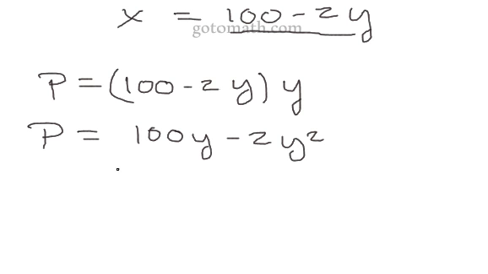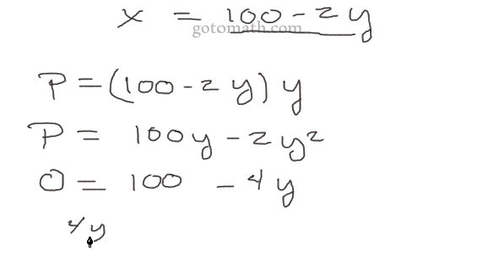Alright, and now go ahead and take the derivative, so we end up with 100 minus, take the 2 out front, 2 times 2 is 4y, set it equal to 0, and then solve for y in this problem. So we end up having 4y is equal to 100, and of course y is going to be equal to 25, right? 25 times 4 is 100.